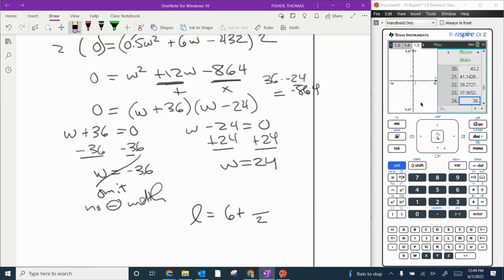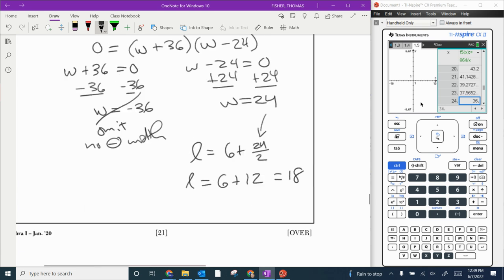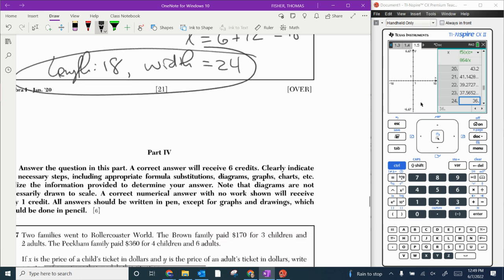So if the width is 24, I'm just going to put that here. So the length is 6 plus 12 for half of 24, which is 18. So our dimensions, we can just say more obviously here, the length is 18 and the width equals 24. Very obvious final answer. Always a good idea.